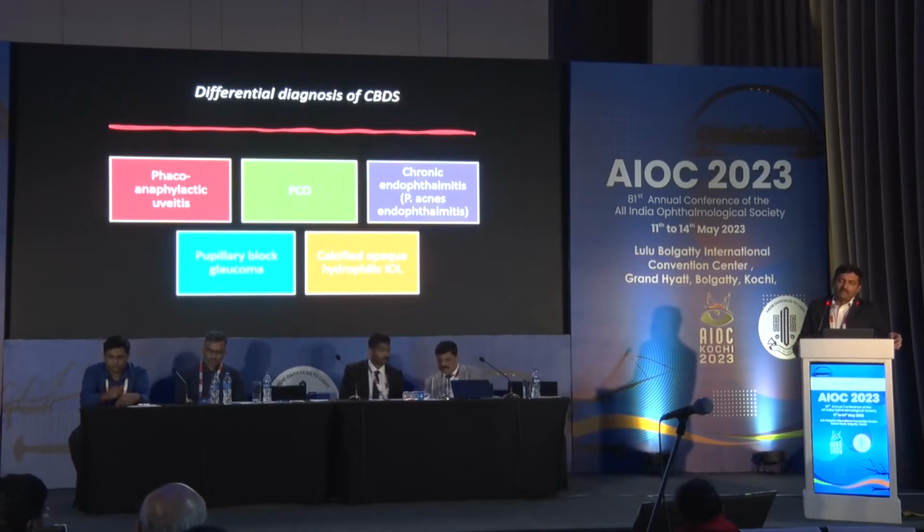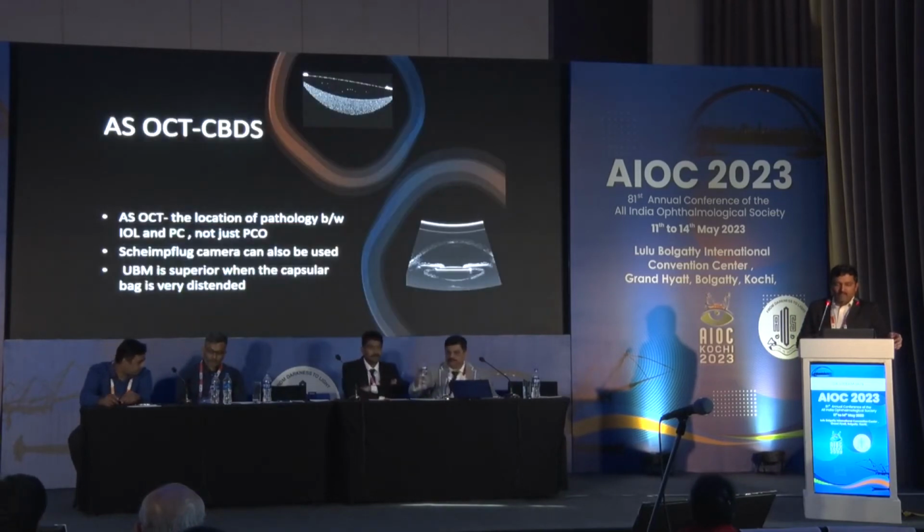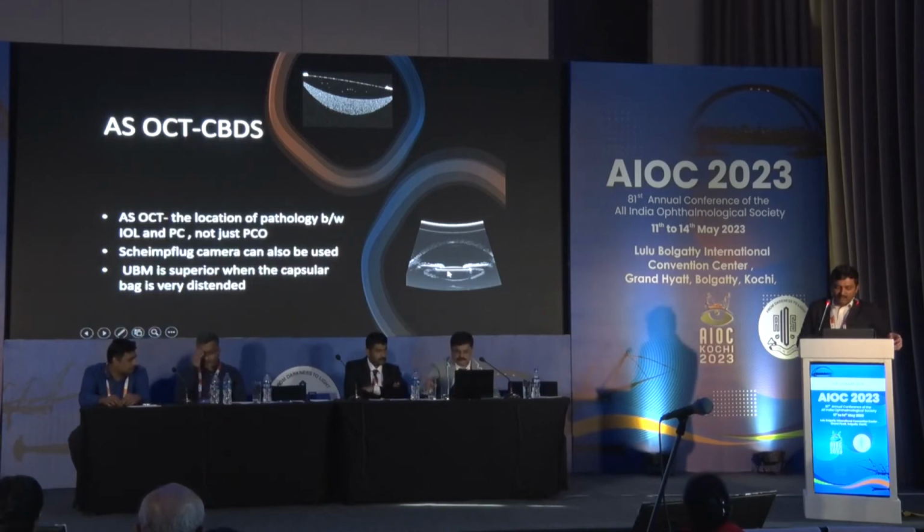Dense PCO sometimes can mimic this. Propionibacterium acnes chronic endophthalmitis sometimes can have a severe plaque and mimic capsular distension syndrome. Pupillary block glaucoma too, and nowadays with the newer hydrophilic calcified IOLs from one of the companies, we tend to see many such cases that mimic capsular bag distension syndrome. For imaging, anterior segment OCT, UBM and even Scheimpflug imaging can be used. UBM is superior when the capsular bag is very well distended; you can see much better than with anterior segment OCT.